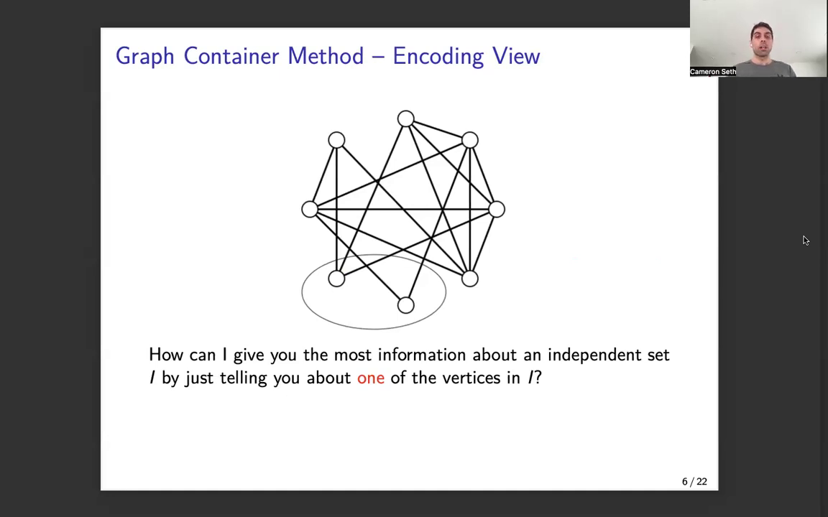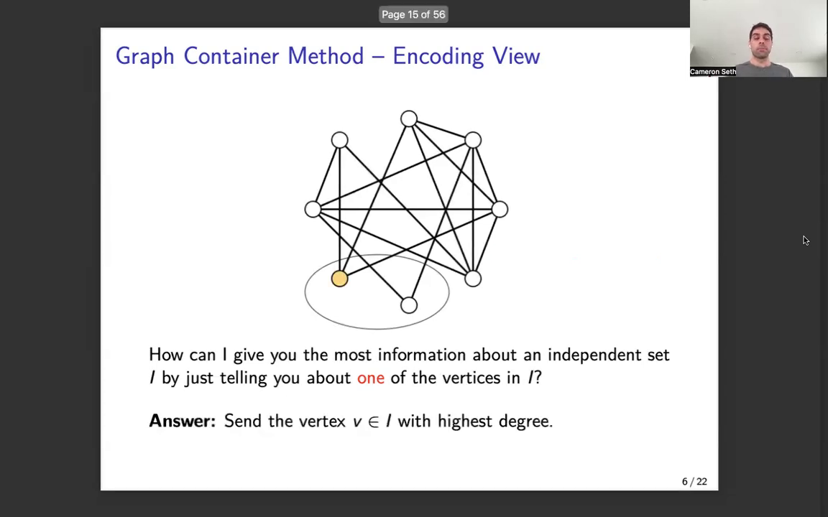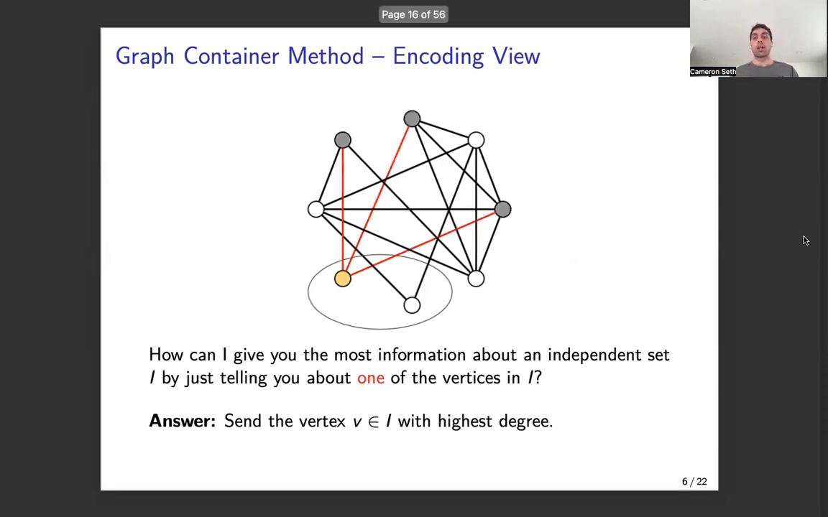Well, if you think about it, one idea is I can send my highest degree vertex. And why is this useful? Well, any vertex that is adjacent to this vertex is certainly not in the independent set. So you can rule out these three vertices from being candidates of the independent set. So this is pretty good. I've told you one vertex and you ruled out three vertices.